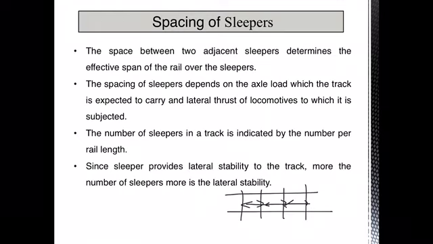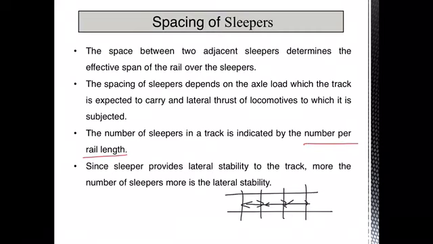That sleeper spacing will determine the effective span of the rail over the sleepers. Also, the spacing of the sleepers in the track depends upon the axle load which the track is expected to carry, and also the lateral thrust of the locomotive to which it is subjected. Usually the number of sleepers is expressed in terms of number of sleepers per rail length. The length of rail depends upon whether it is broad gauge or meter gauge.